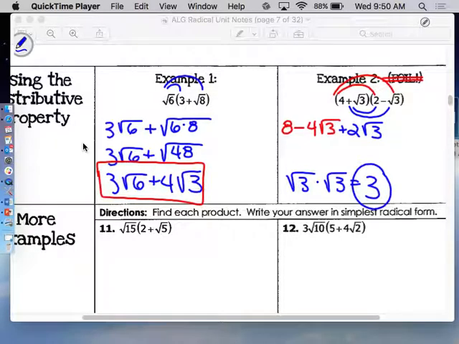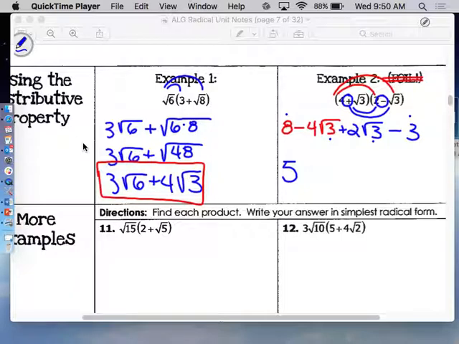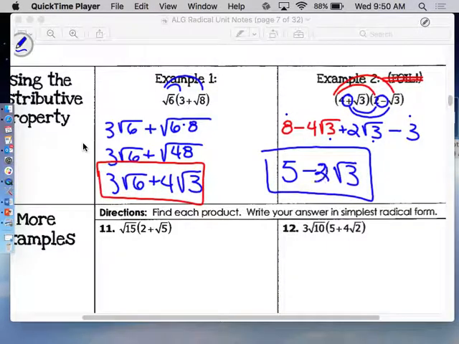So notice the alternating signs here. This is positive radical 3 times negative radical 3. So the last term in this particular product is going to be minus 3 because of the alternating signs there, the positive, negative. And then you just combine like terms. 8 and 3 combined to give me 5. And then I've got like radicands with radical 3, so I combine negative 4 and positive 2. And that would be my simplified product.